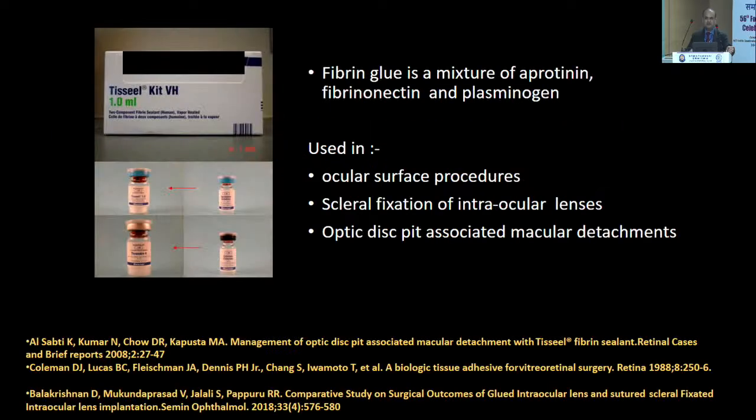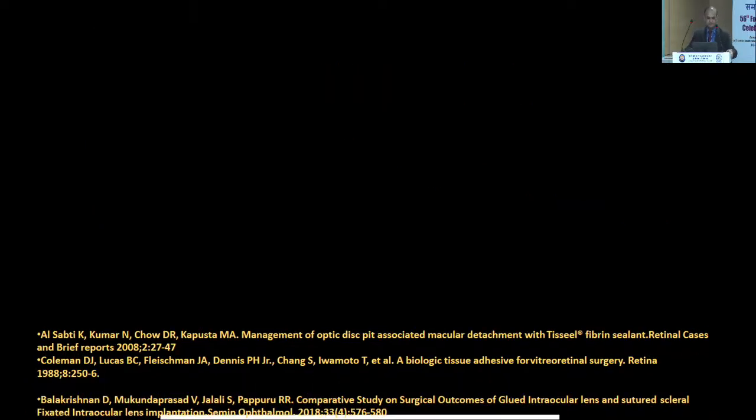So we went back and started thinking, can we do something else? Can we use some other agent for a tamponade instead of oil or gas? Now fibrin glue becomes a likely candidate. It's a mixture of aprotinin, fibronectin, and plasminogen. It has already been used in ophthalmology for ocular surface procedures, for scleral fixation, and has actually even been used in retina in optic disc pits with associated macular detachments.